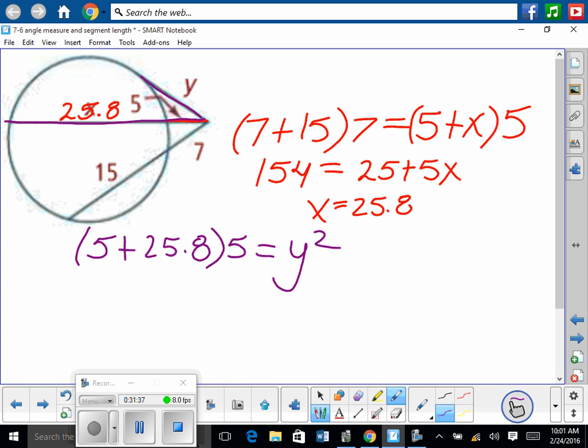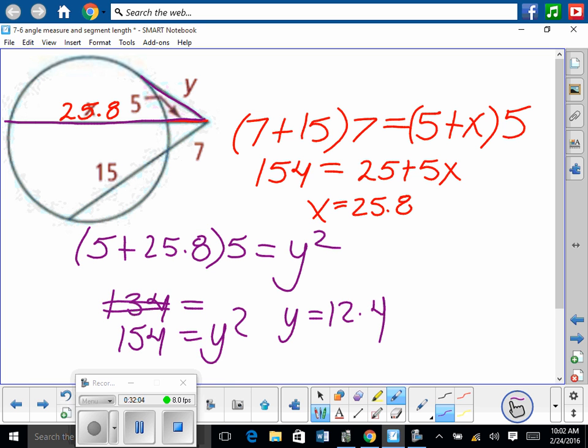5 plus 25.8 is 30. So 134 is equal to y squared, right? Yeah, I think I typed it in wrong. So I have 154 is equal to y squared. Square root it, you get y is equal to, what did you say? 12.4. Okay, awesome.